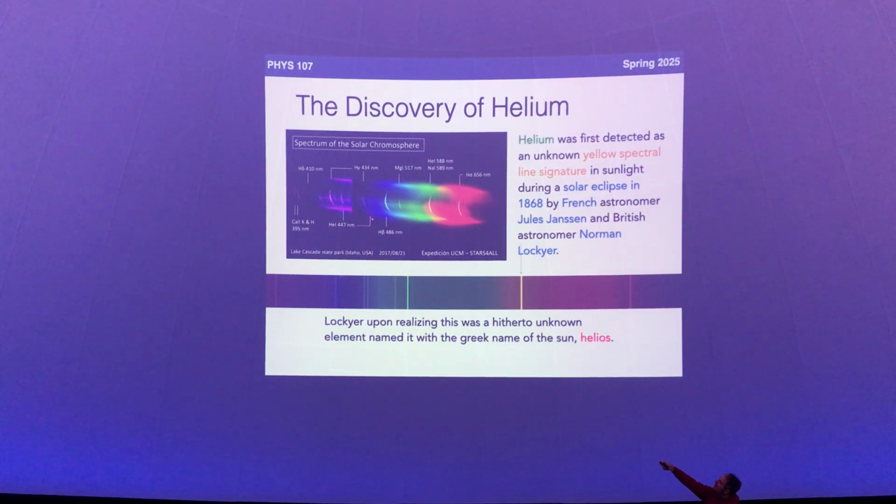There was suddenly an extra line, and that was an unknown element up until then, and so they named it after the sun, called it helium. Funny enough, helium is the second most common element in the universe, and we only found out about it in the 19th century.